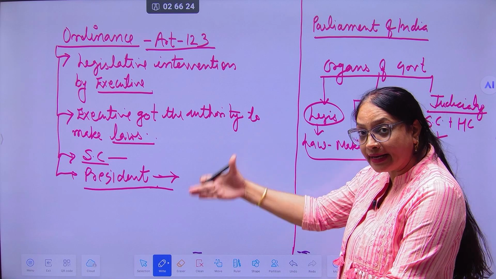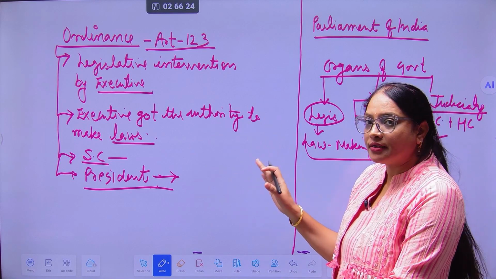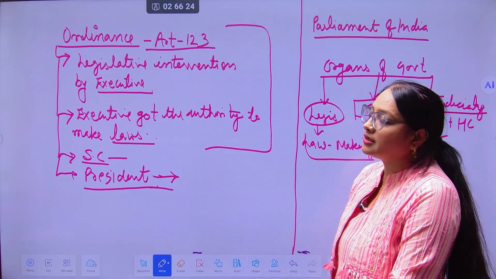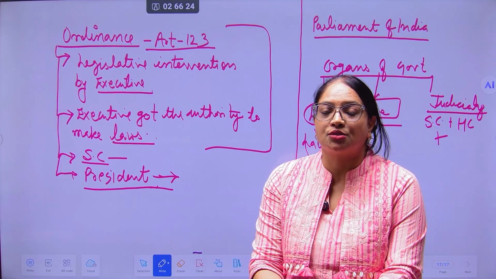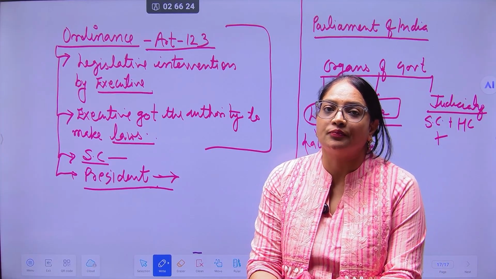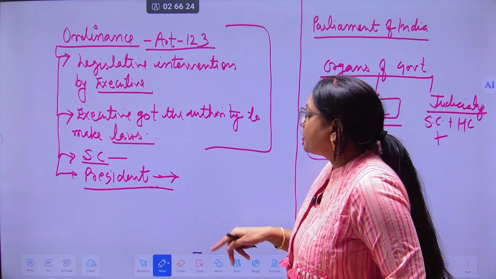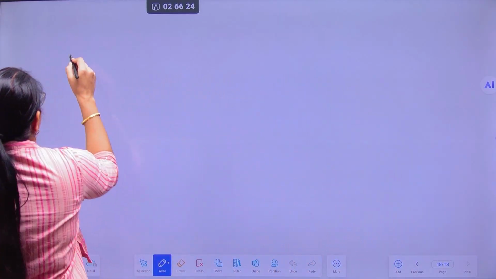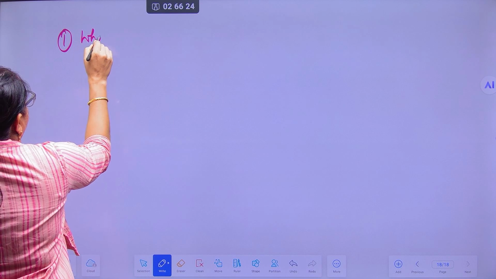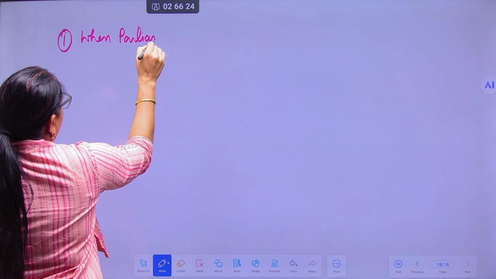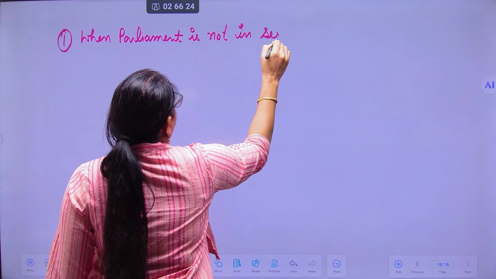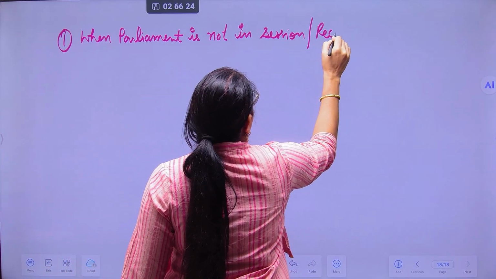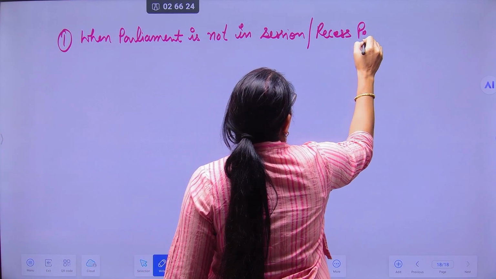We have got the idea about the ordinance. Constitutional context we have understood, along with Article 123. So here try to understand what the circumstances are when these ordinances can be issued. So what are those circumstances? We will try to understand these as features. The first circumstance: when Parliament is not in session. We can also call it the recess period.